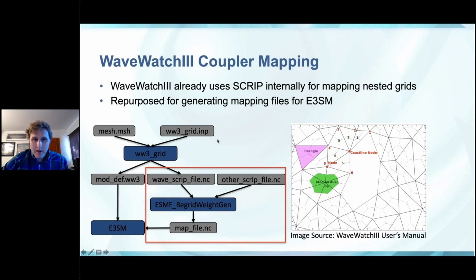So the WaveWatch 3 unstructured advection scheme is a residual distribution scheme. And so in terms of the SCRIP files, it takes the center of the cell as the triangle nodes, and then the corners of the cells are the center points of the neighboring elements.